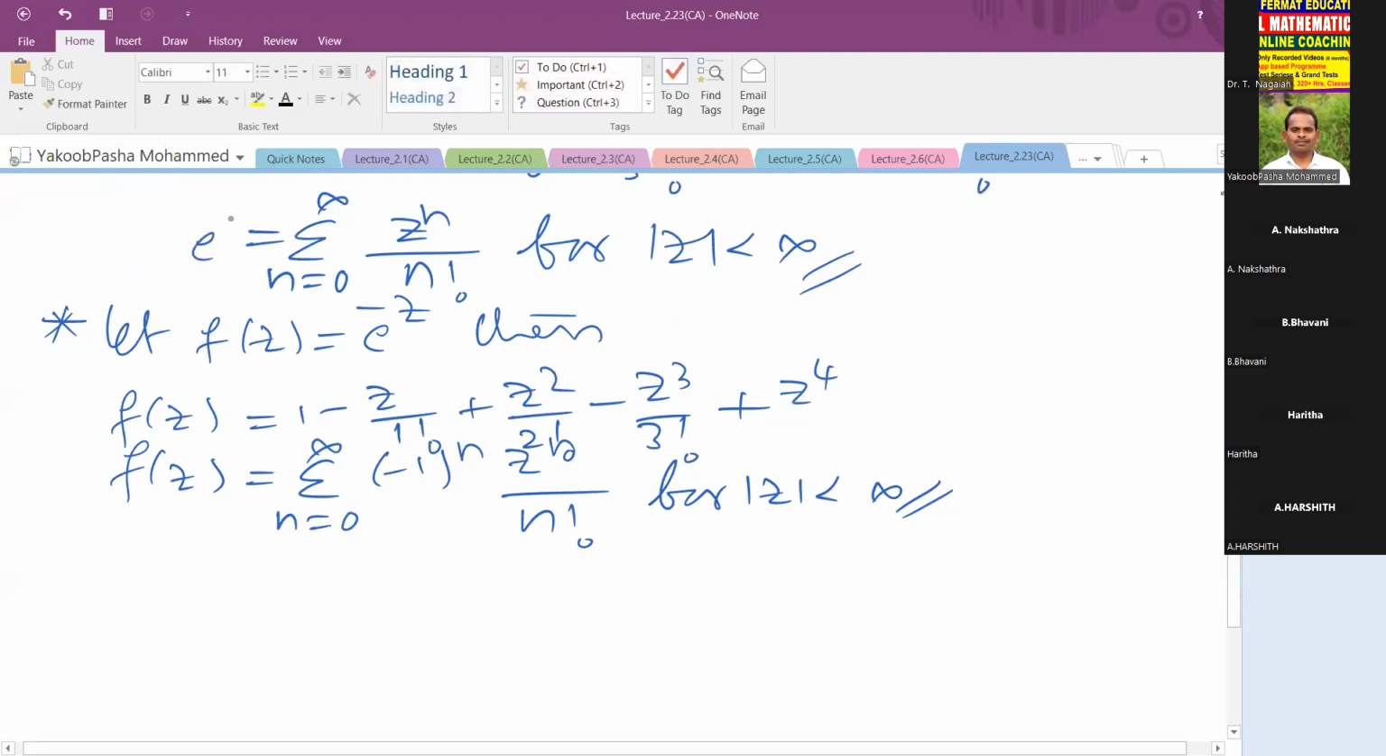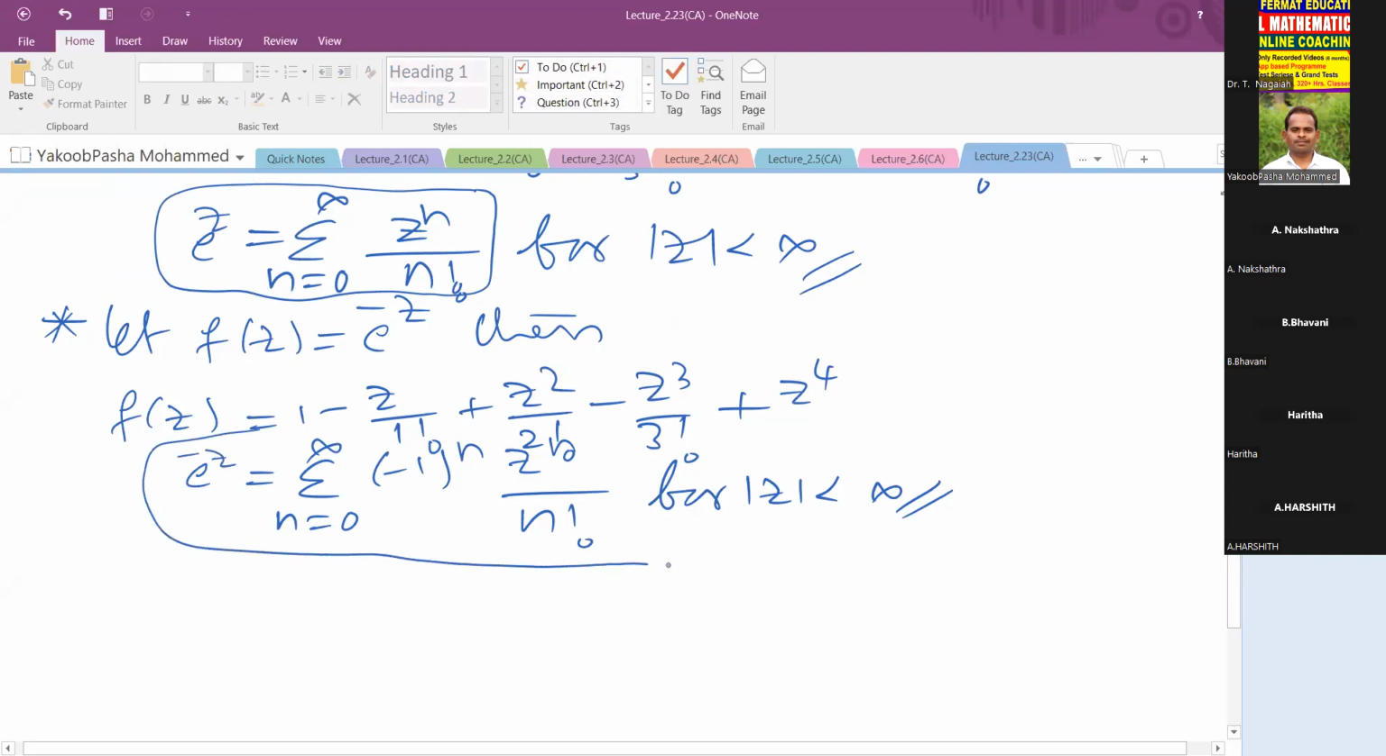This is the e to the power of z. E to the power of z is equal to summation n equal to 0 to infinity z power n by n factorial. Similarly, here the e to the power of minus z expansion is summation n equal to 0 to infinity minus 1 to the power of n into z power n divided by n factorial. This is the expansion of e to the power of minus z.